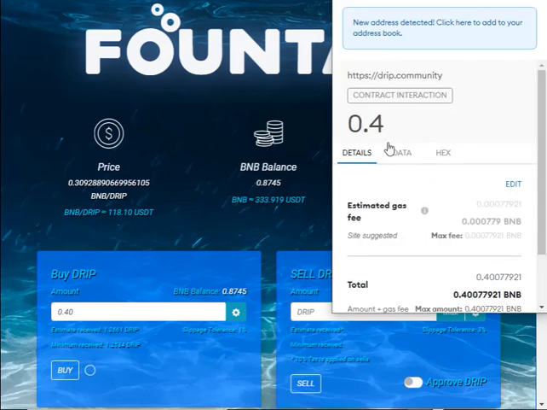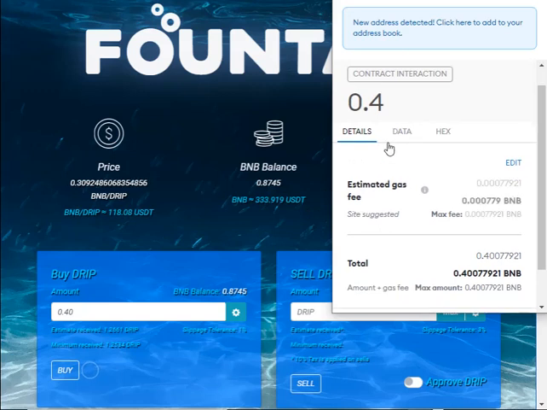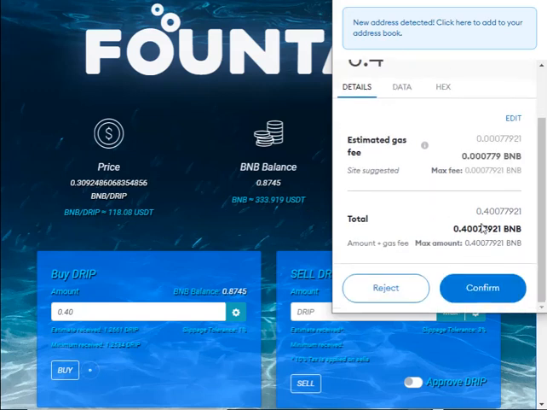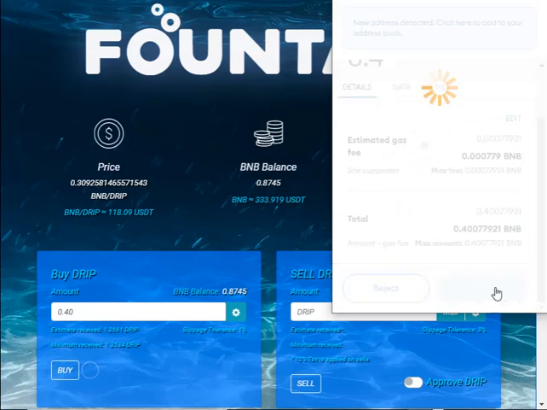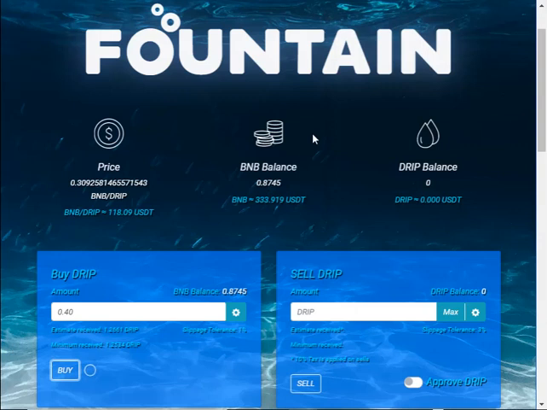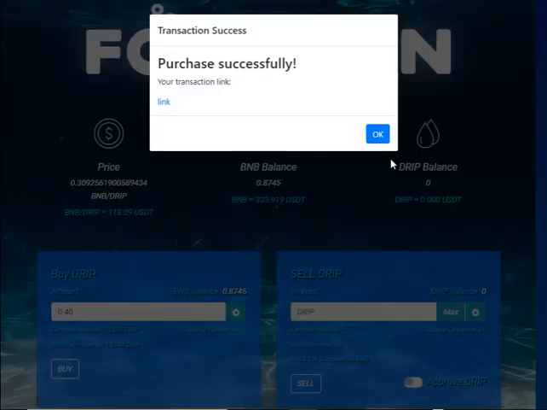Alright, so it says here, do I want to do this? Yes, I do. My fee is $7.79. It's maybe 30 cents. I love the Binance network. Alright, confirm. Now we're going to go through and see all the confirmations on this side. We'll see this drip balance go up once that deposit is made. Purchase successful. Alright, here we go.